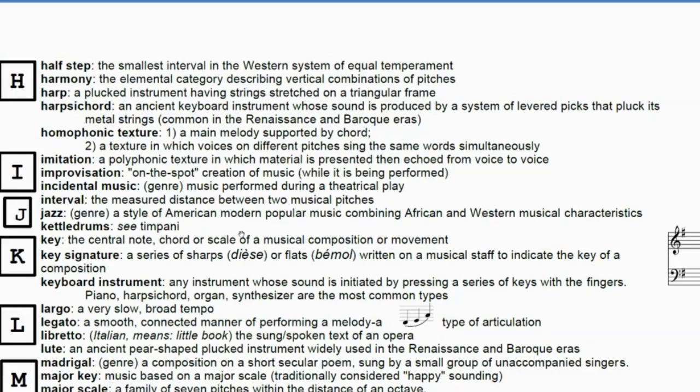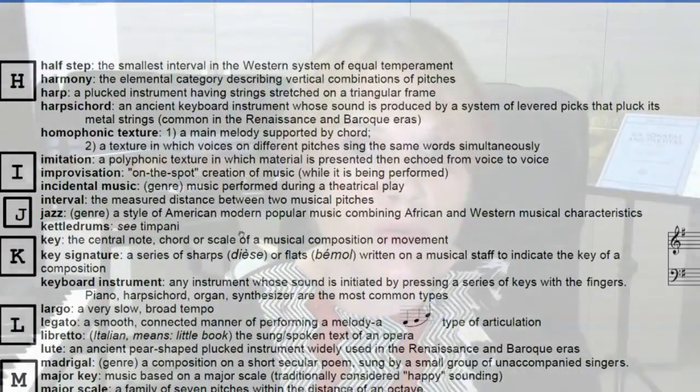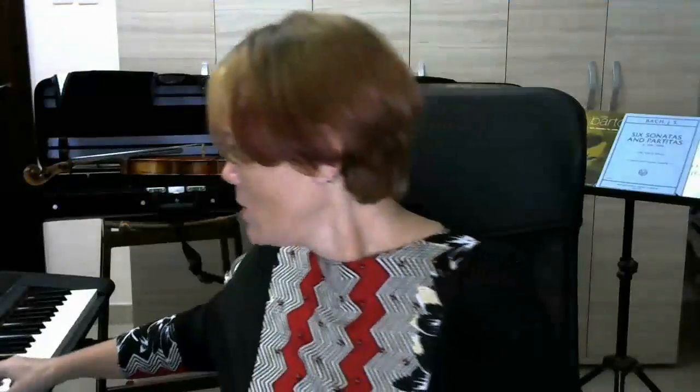Interval, the measured distance between two musical pitches. The name shows that from the first note and between the two notes, say a perfect fifth, how many notes are there? 1, 2, 3, 4, 5. That's why it's called perfect fifth, or perfect octave, or major second, major third, perfect fourth.